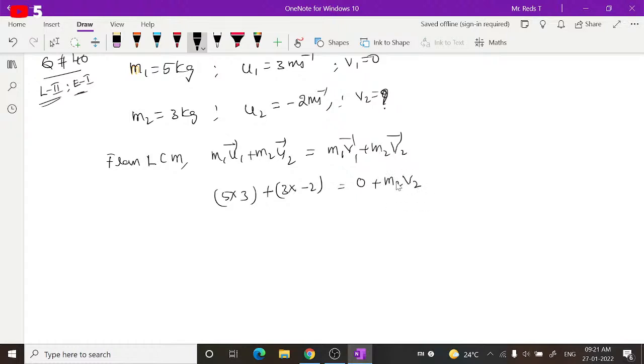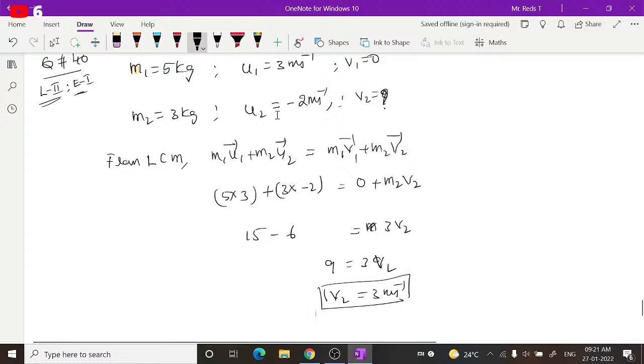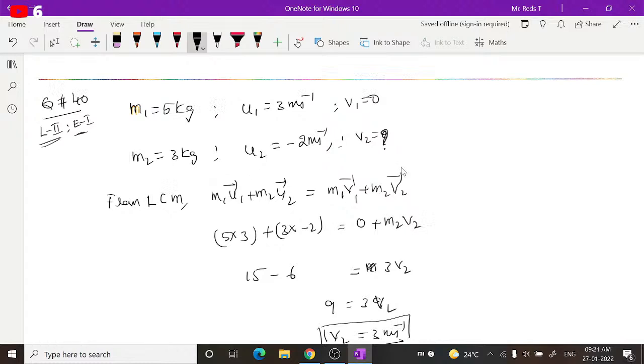m2 v2. So now 5 threes are 15, minus 6, is equal to m2, which is 3, times v2. So 15 minus 6 is 9, equal to 3 v2. So v2 is 3 meters per second, plus. The second body was moving in the negative x direction, and after collision it will move in the positive x direction.